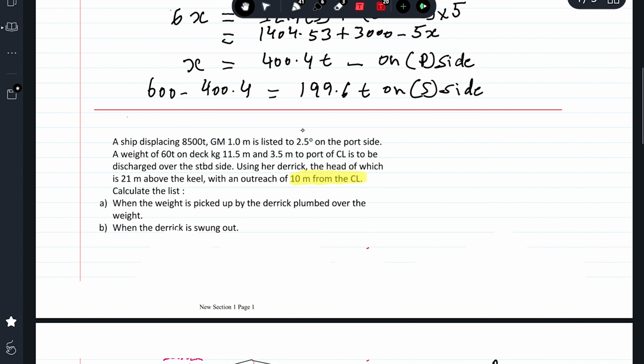So sometimes some people will confuse that, oh, how can there be any list? Because I have only just picked up the weight. Weight is still where it was on the port side. No, you remember that tan theta, the list formula, is GG1 upon GM fluid. GM will change, so theta will change because as soon as the weight is picked up, the KG of the weight, the center of gravity of the weight, will shoot up to the head of the derrick.